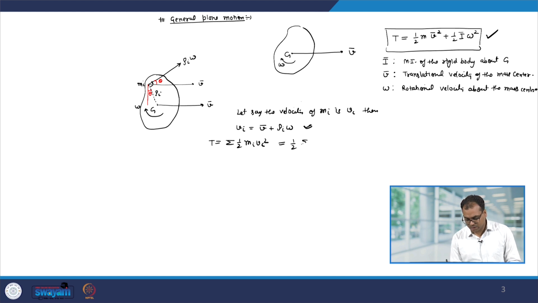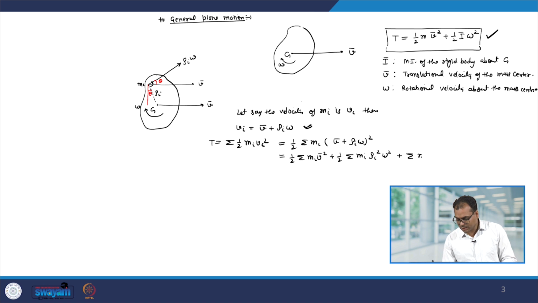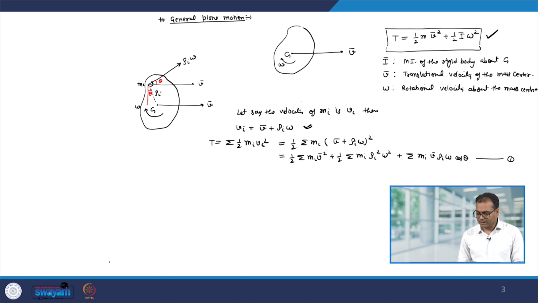So, we will have half summation m I, and v I is v bar plus rho I omega square, okay, and we can expand this bracket term. So, it will be half summation m I v bar square plus half summation m I rho I square omega square plus summation m I v bar rho I omega cos theta, where theta is the angle between v bar and rho I omega. Let me call this equation number 1 and let us look at it term by term.